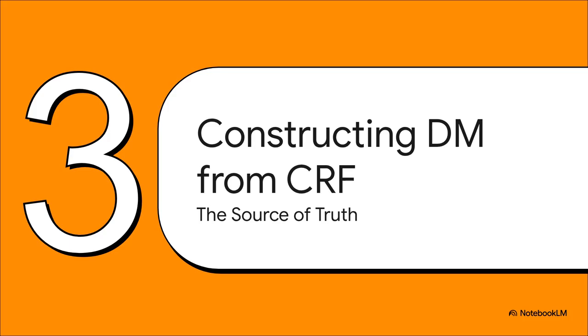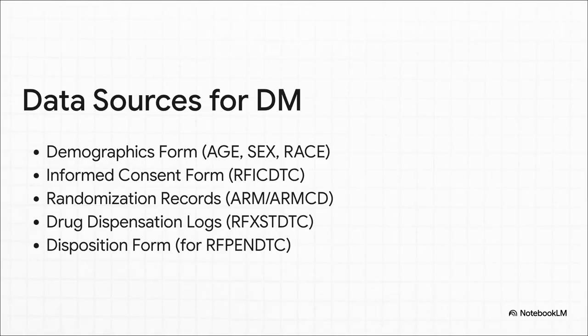So we know what's in the DM domain, but where does all this information actually come from? I mean, it doesn't just materialize out of thin air, right? It's carefully pieced together from all those source documents. You know, building the DM dataset is kind of like putting together a puzzle. The pieces come from all over the case report form, the CRF. You're grabbing age and race from the demographics page, the consent date from the ICF, the planned arm from the randomization records, and so on.